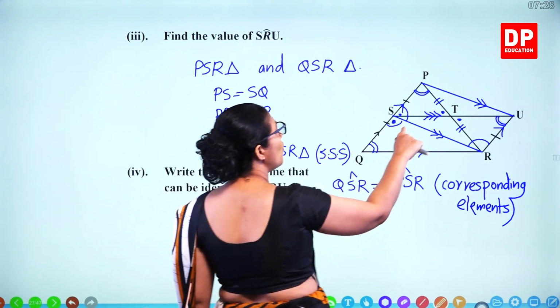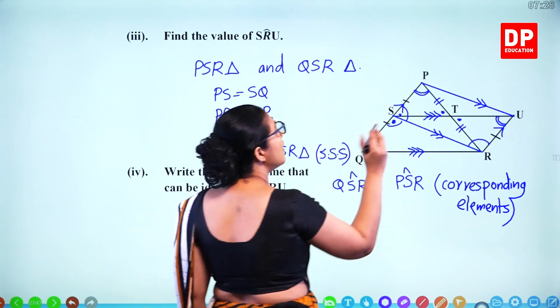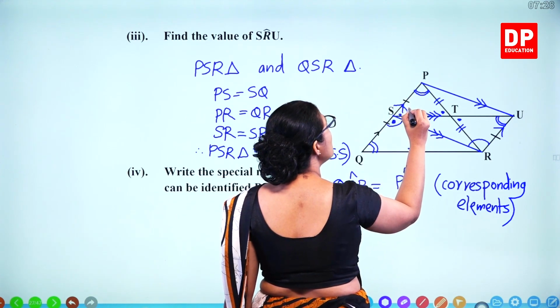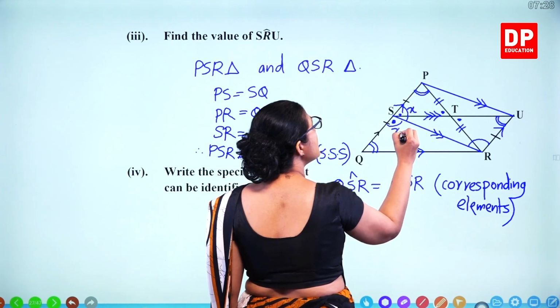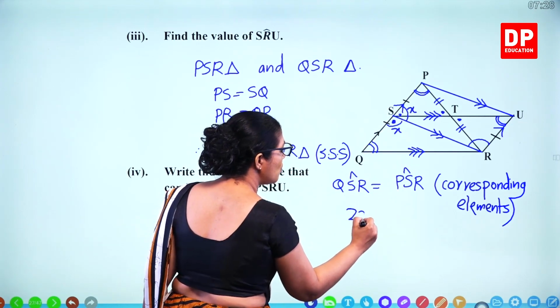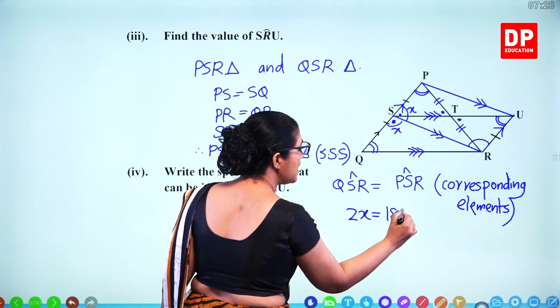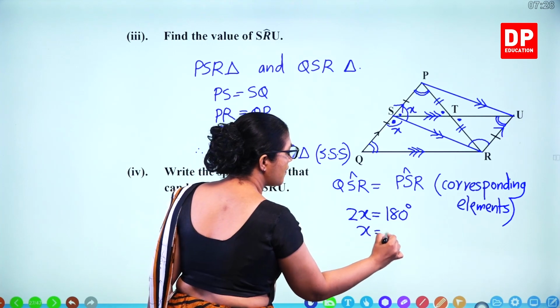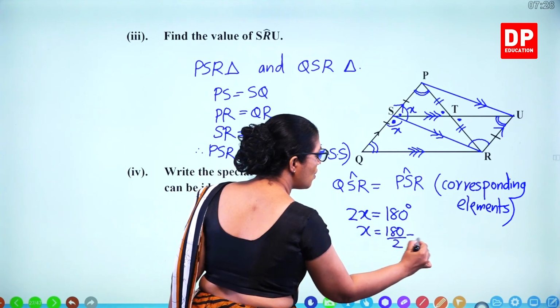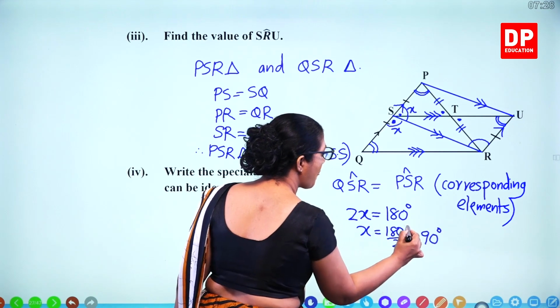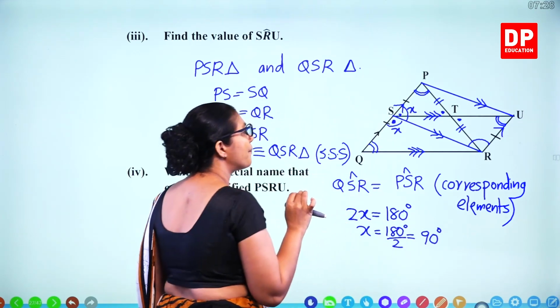So this whole angle is 180. So we'll put x here. This is x. So that means 2x equals 180. X becomes 180 divided by 2. That's 90 degrees. This angle is 90.